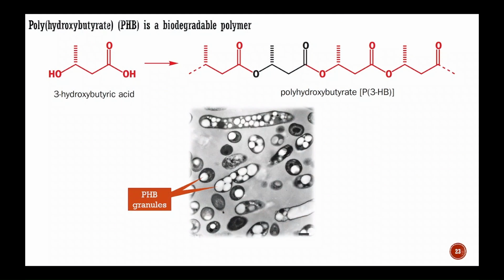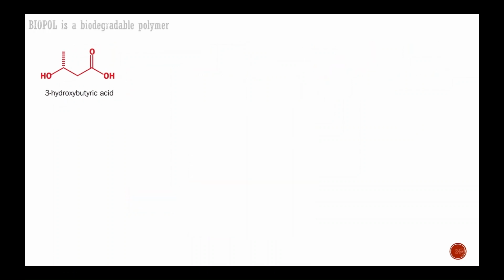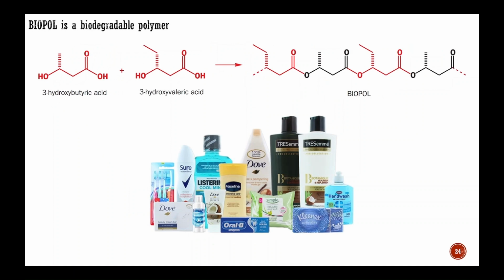Polyhydroxybutyrate is an example of a biodegradable polymer. It is even found in some microorganisms as massive whitish granules, occupying up to 80% of the cell's dry weight. It appears to serve as a storage compound for excess carbohydrates. A copolymer of 3-hydroxybutyric acid and 3-hydroxyvaleric acid is also found in microorganisms and performs the same function.